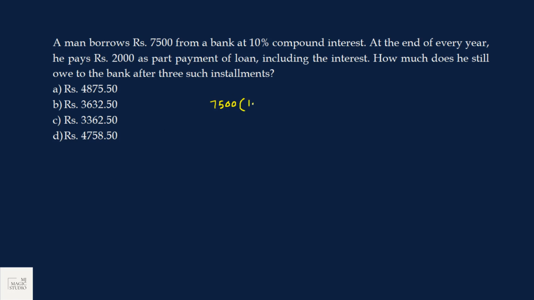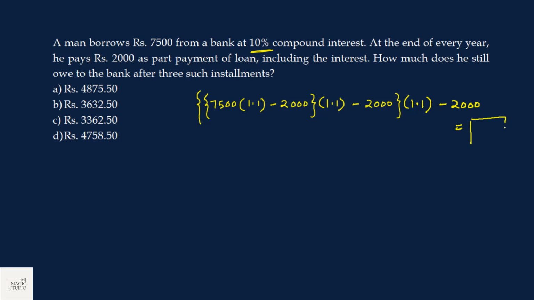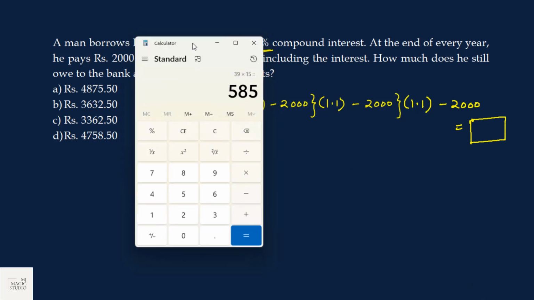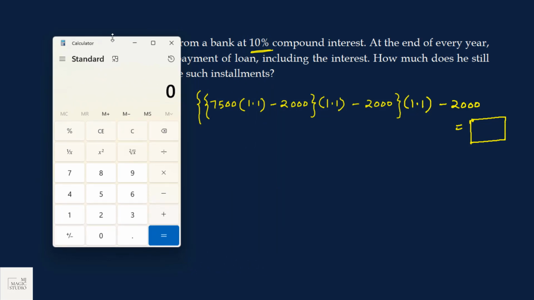He is supposed to pay into 1.1 because the interest rate is 10% after 1 year. He returns 2000. Whatever remains, he needs to pay interest on in the next year, the second year, at 10%. This will be the amount, and then he returns 2000. This becomes the payable after 2 years. Again, this into 1.1 would be the amount payable at the end of the third year, minus 2000 becomes our required answer. To solve these things, take help of the on-screen calculator which has been given to you and use it.